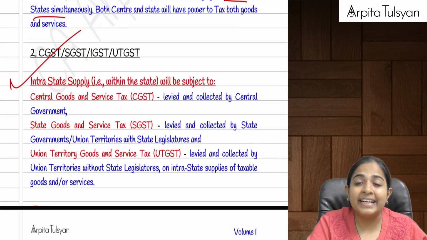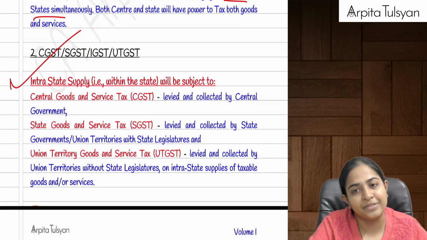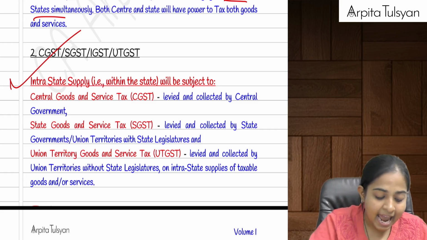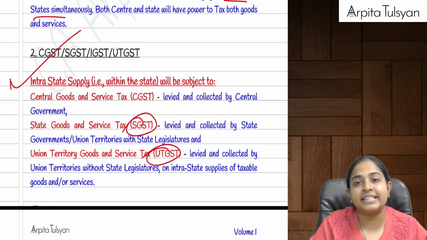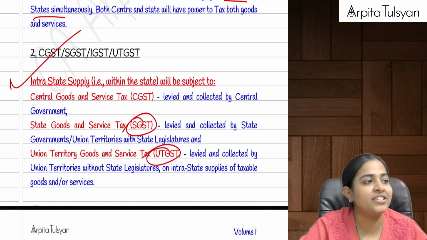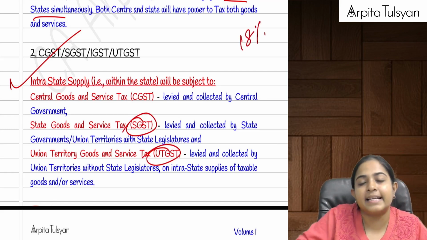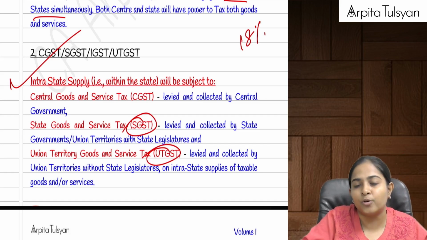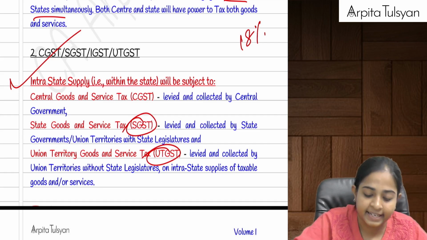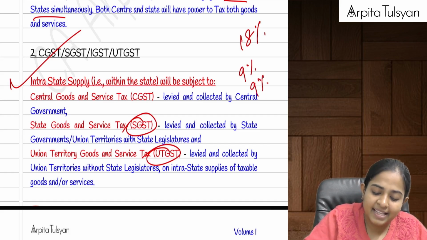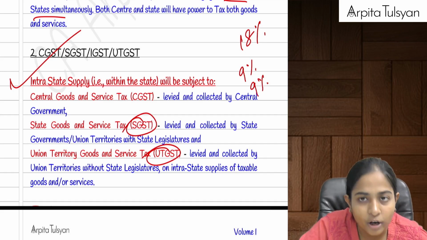When we talk about intrastate supply, intrastate means within the same state. When we are doing any intrastate supply, at that time two types of taxes will be collected and levied. One is CGST, central GST, and the other one will be SGST or UTGST. Let's say if the rate of taxes is 18% on any particular goods or services, then 9% will be collected by way of CGST and the balance 9% will be collected by SGST or UTGST.